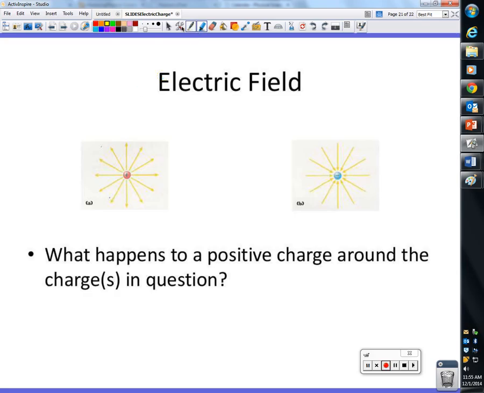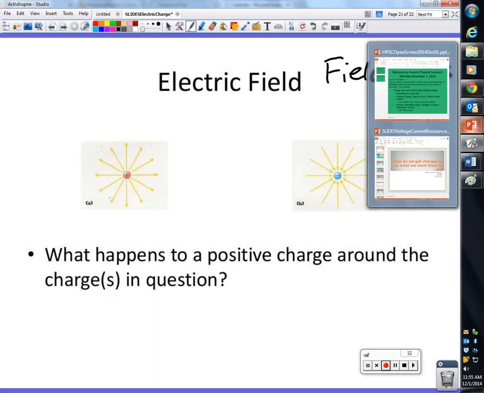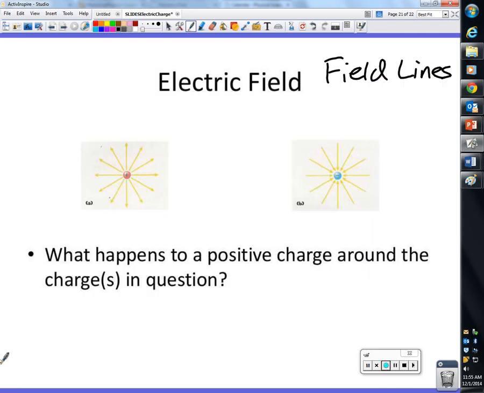Electric field, but more importantly here, is the idea of field lines. Field lines represent the electric field. Okay? Roman numeral 5, letter D, says the electric field is determined by the effect on a positive charge.